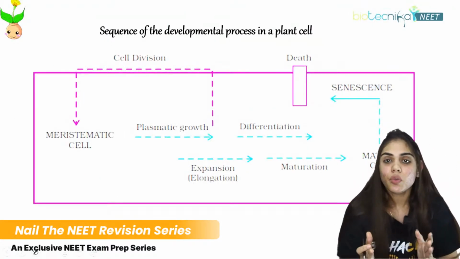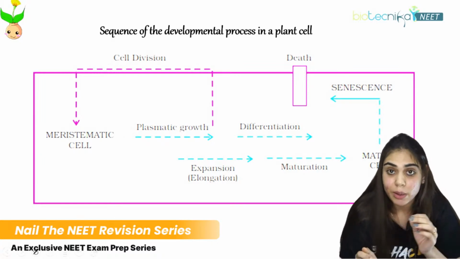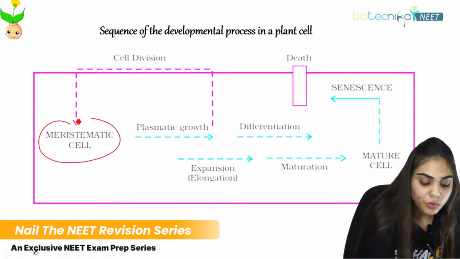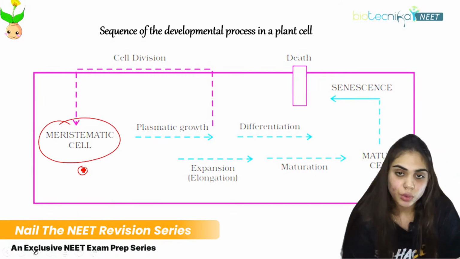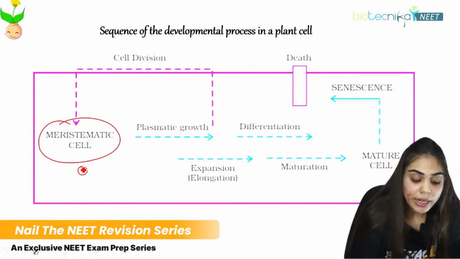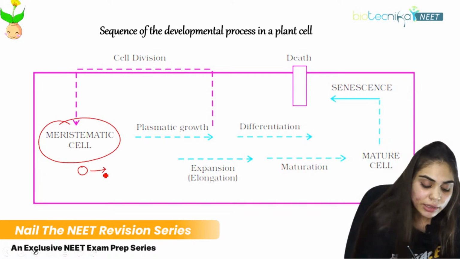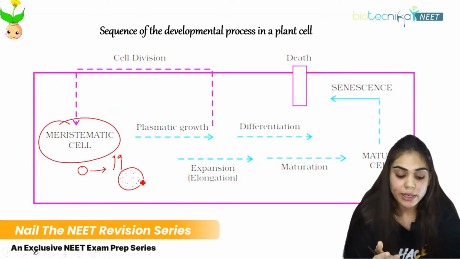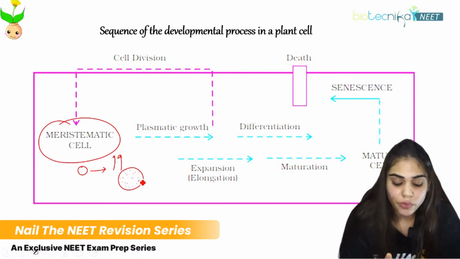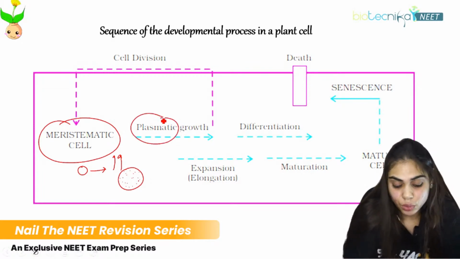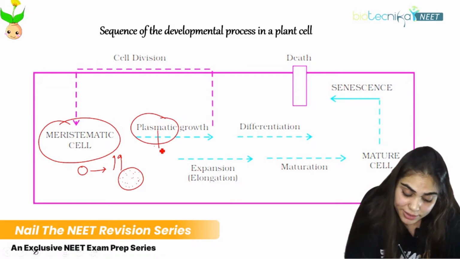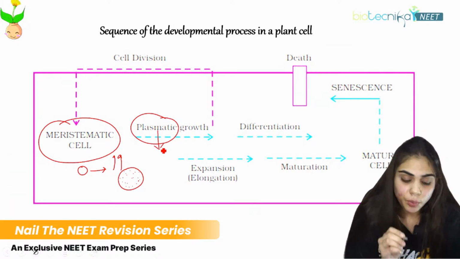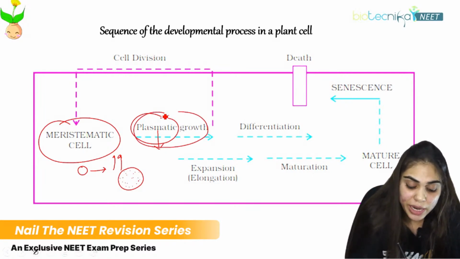Now we will understand what the sequences of the developmental process in a plant cell are. Firstly, a meristematic cell will be there that has the capability to divide. It will divide and divide. After some time, it will attain an increase in the cytoplasm. The cytoplasm content in a cell will increase, and that will lead to the expansion of the cell. The increase in the cytoplasmic content of a cell is called plasmatic growth. Why plasmatic growth? Because the plasm is increased. What plasm? Cytoplasm is increased. So it is called plasmatic growth. Once the cytoplasm is increased, it will expand.